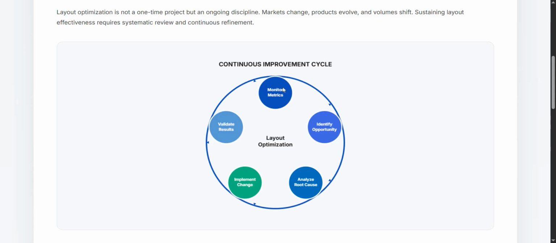And here's how it works in real life. You start by tracking performance. Maybe you notice pick times are creeping up. That's your signal to identify where the bottleneck is. Then you dig into why it's happening. Maybe storage zones got unbalanced or the product mix shifted. Once you understand the cause, you make adjustments like reslotting some SKUs or rearranging a few racks. After that, you check whether those changes actually worked. Then the cycle starts again. It is like tuning an instrument. Small, constant adjustments keep everything in harmony.